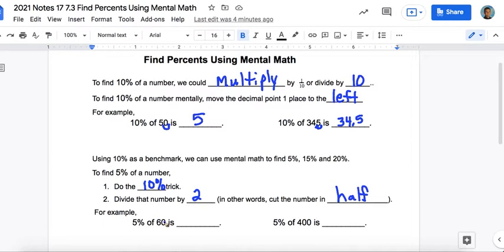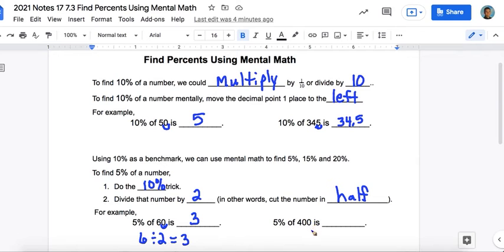So look at this. So we can find 10%. So we're going to start at the end of the number. So move it one to the left. And this would be 6. And 6 divided by 2 equals 3. So 5% of 60 would be 3.